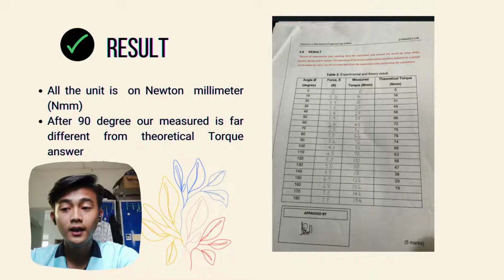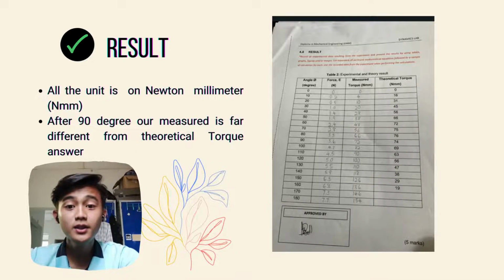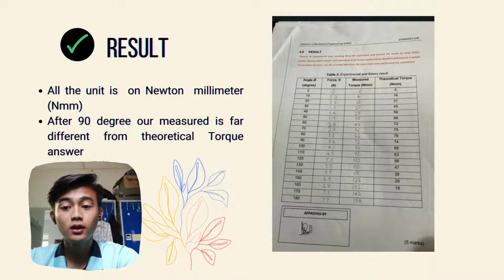At 150 degree, the force is equal to 6.3 Newton, and the measured torque is equal to 126 Newton millimeter. At 160 degree, the force is equal to 6.8 Newton, and the measured torque is equal to 136 Newton millimeter. And at 170 degree, the force is equal to 7.3 Newton, and the measured torque is equal to 146 Newton millimeter. And the last is 180 degree. The force is equal to 7.7 Newton, and the measured torque is 154 Newton millimeter.